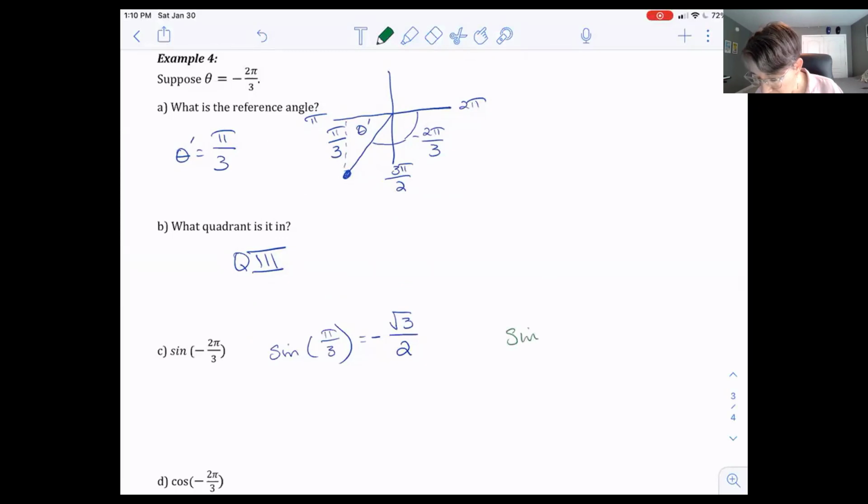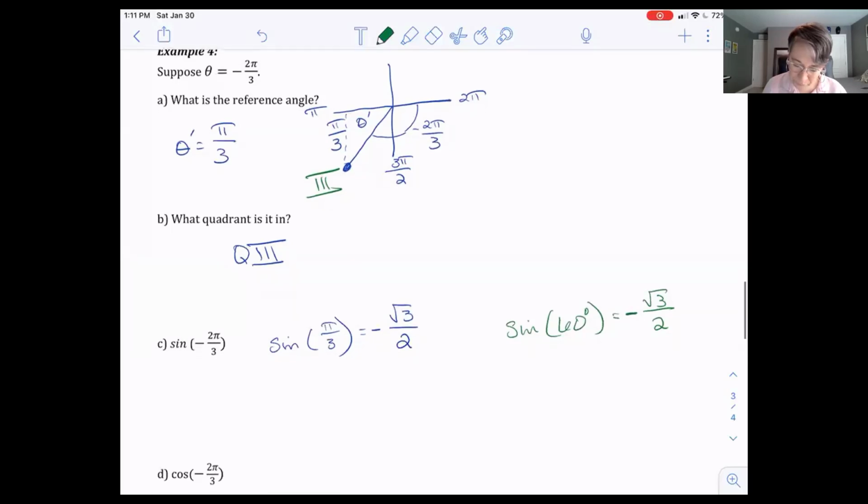Pi over 3 is the same thing as 60 degrees. We knew that the sine of 60 degrees is rad 3 over 2. So it's going to have the same y value as its reference angle. The only thing that is different might be the sign. So since it's in quadrant 3, we know the y value, which is attached to the sine value, is negative. All right, let's do another one.